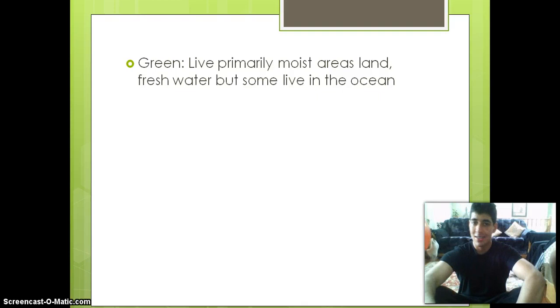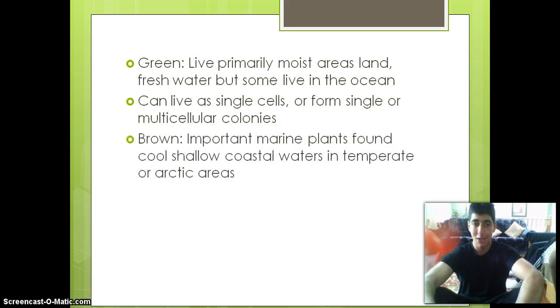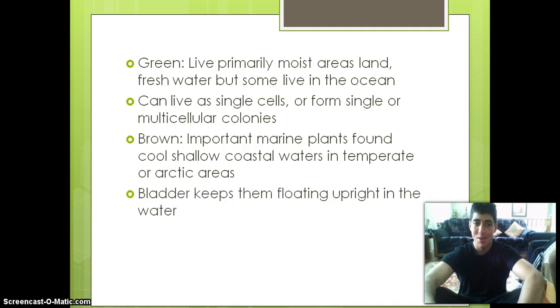Green algae live primarily in moist areas on land, freshwater, but some live in the ocean. They can live as single cells or form single or multicellular colonies. Brown algae are important marine plants found in cool, shallow coastal waters in temperate or Arctic areas. Their bladder keeps them floating upright in the water.